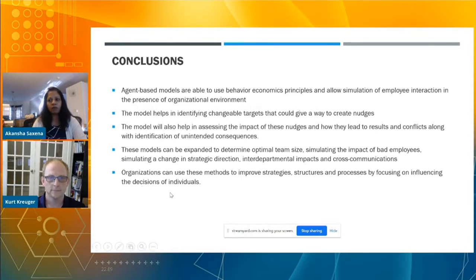And overall, we believe that these models can actually help organizations improve on their strategies, structures and processes, and also focus on influencing the decision of their employees who are essentially helping the company be successful.